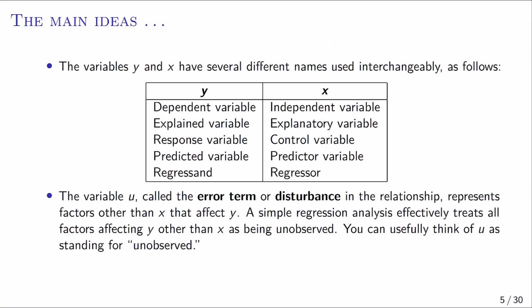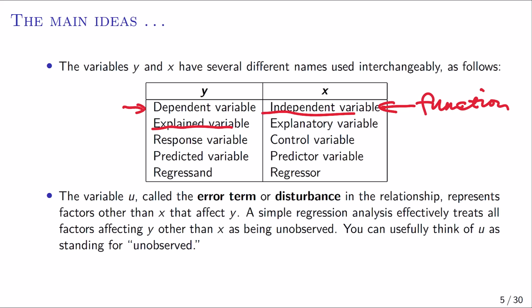Let's talk about some terminologies. Here, x and y have several different names used interchangeably. We could call y the dependent variable and x the independent variable. This exactly follows the function idea. In math, we have y as the dependent variable and x as the independent variable: we get an input of x, and then we get an output of y. And we have another pair, the explained variable and the explanatory variable, because y is explained by x.